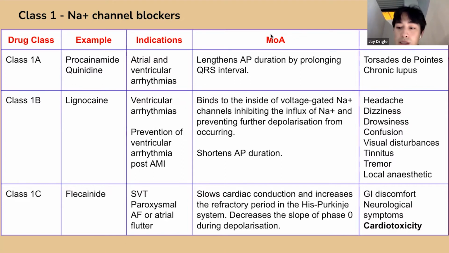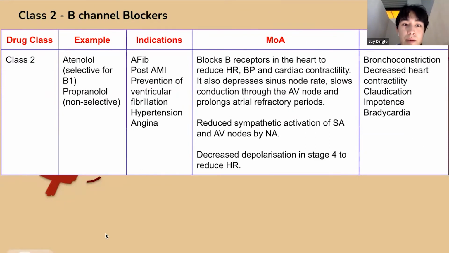And then 1C, cardiotoxicity is the key takeaway here, amongst other fairly common neurological and GI symptoms such as nausea and vomiting. Class 2 is our beta blockers. So we have atenolol and propranolol as our examples, atenolol being selective for B1 receptors and propranolol being non-selective.